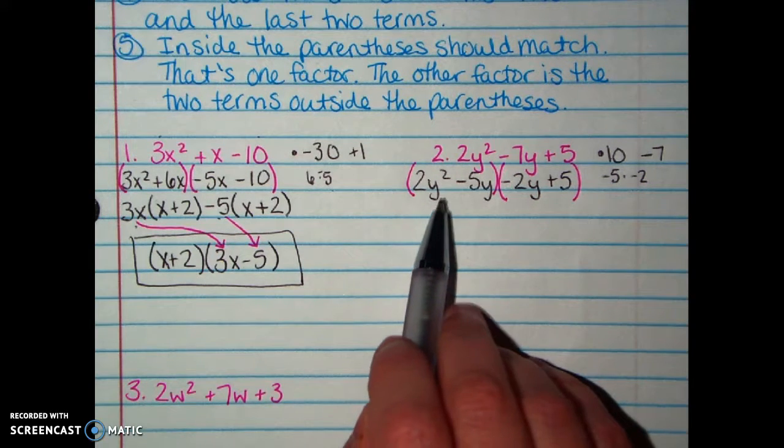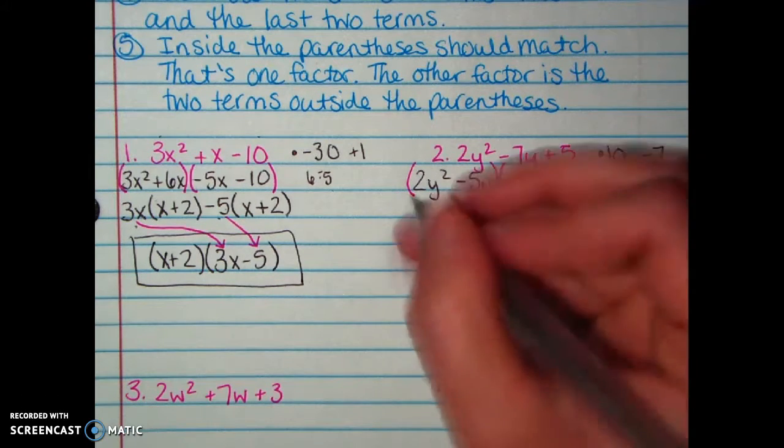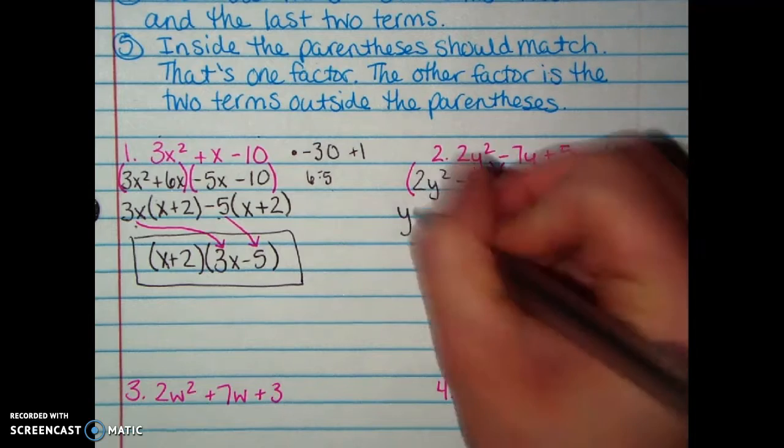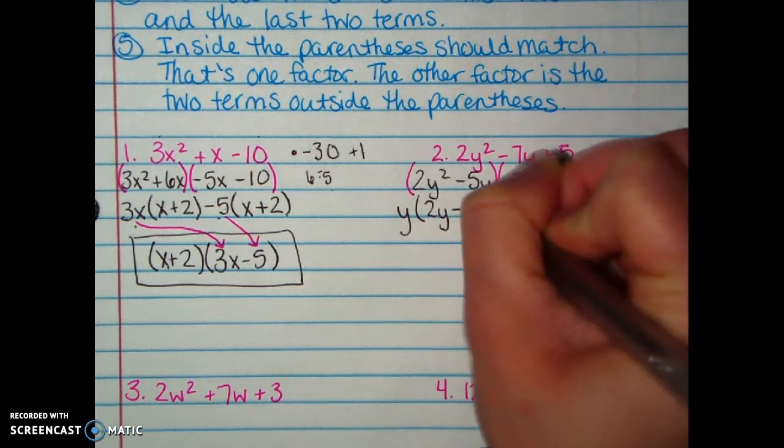So here, 2 and 5, they don't have anything in common, but they each have a y. So my GCF here is just y. And left inside would be 2y minus 5.